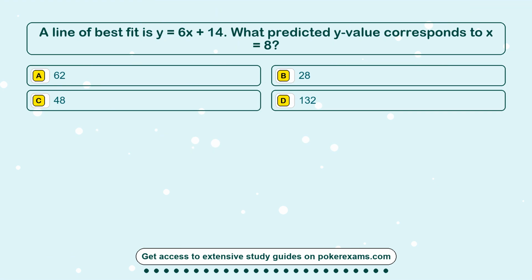Question 25. A line of best fit is y equals 6x plus 14. What predicted y-value corresponds to x equals 8? Option A 62. Option B 28. Option C 48. Option D 132.